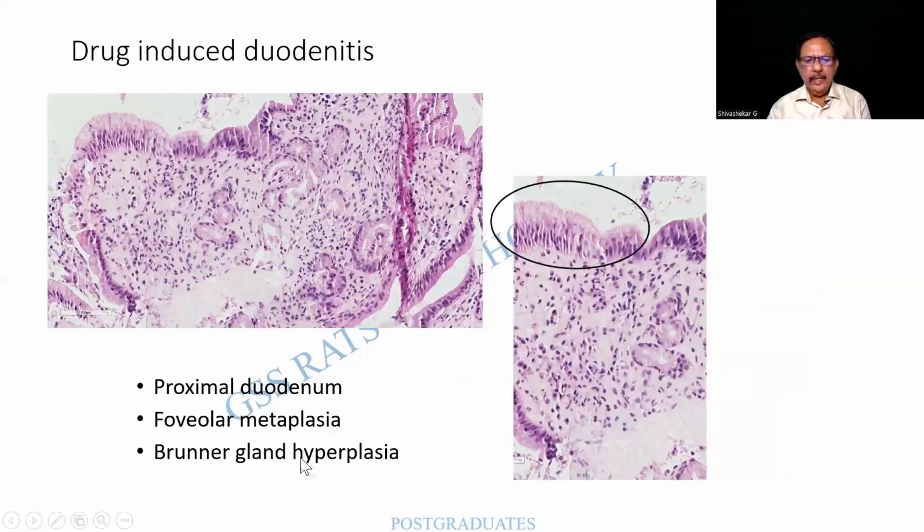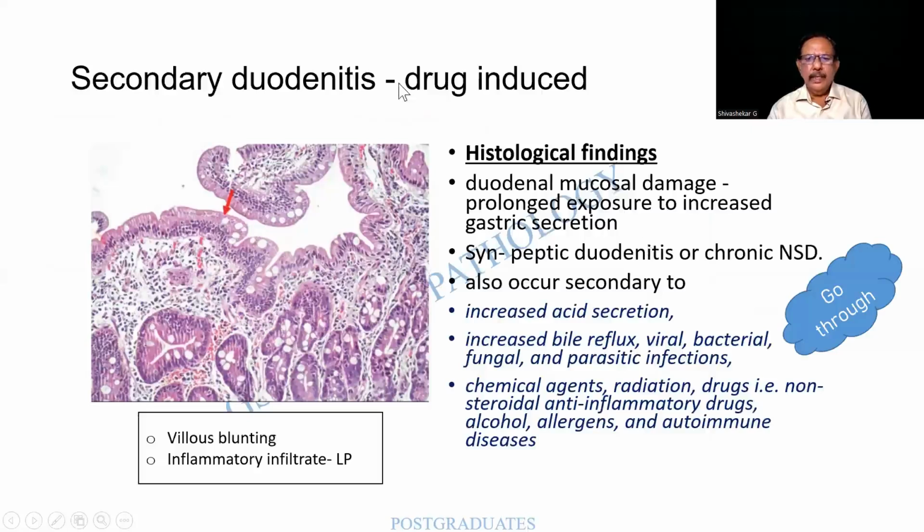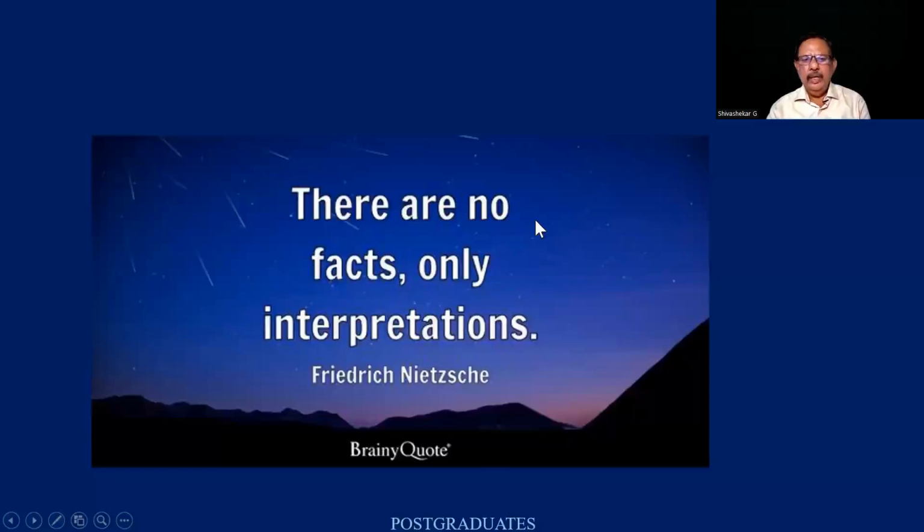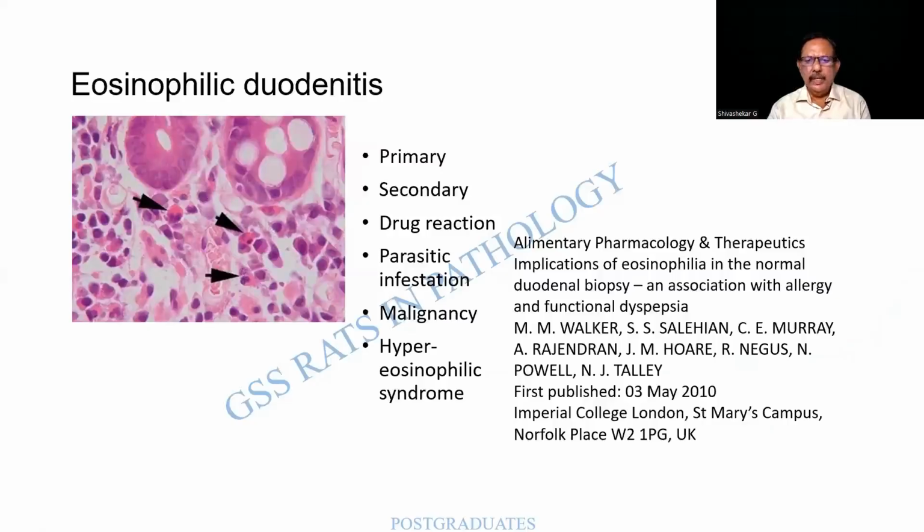Drug-induced duodenitis. There is supposed to be a Brunner gland hyperplasia, not shown in this picture, but then there is an atrophy of the villi, and then there is a flattening. Foveolar metaplasia of the gastric mucosa is seen in this region. Secondary duodenitis. It can be drug-induced, or it can be because of a number of reasons which are mentioned here. Go through these repeatedly. The same features, you find that there is a flattening, there is an infiltration, increase in the goblet cells, etc. Chronic non-specific duodenitis. There are only interpretations, no facts. So we shall start interpreting them again.